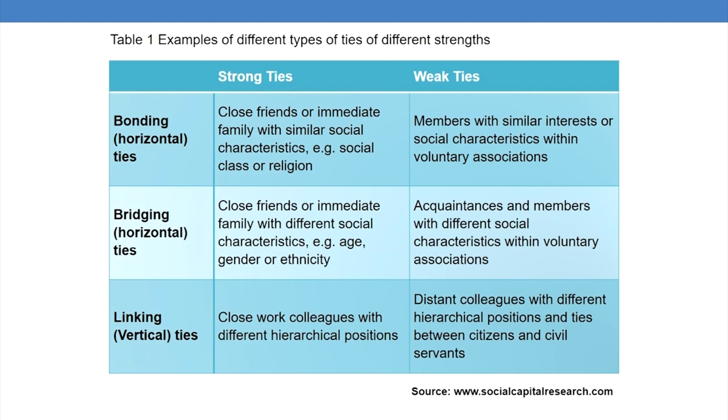Bridging are also horizontal ties. Here the strong ties are close friends or immediate family with different social characteristics, for example age, gender or ethnicity, and weak ties are acquaintances and members with different social characteristics within voluntary associations. Linking ties, strong ties are close work colleagues with different hierarchical positions, and weak ties are distant colleagues with different hierarchical positions and ties between citizens and civil servants.